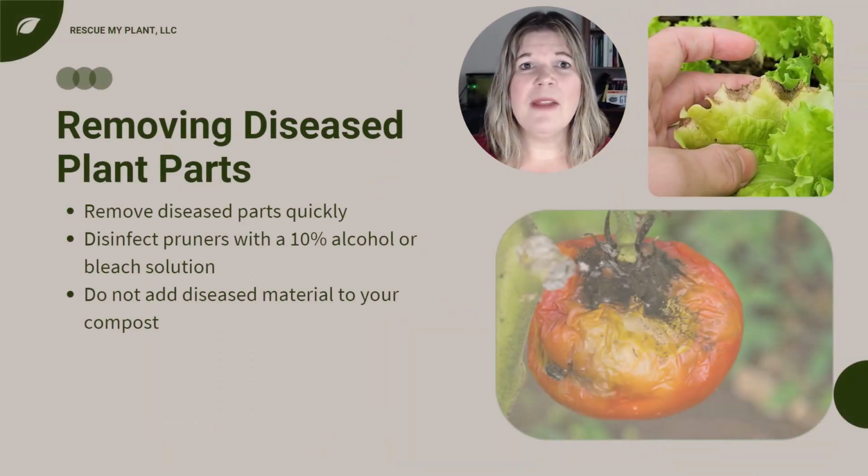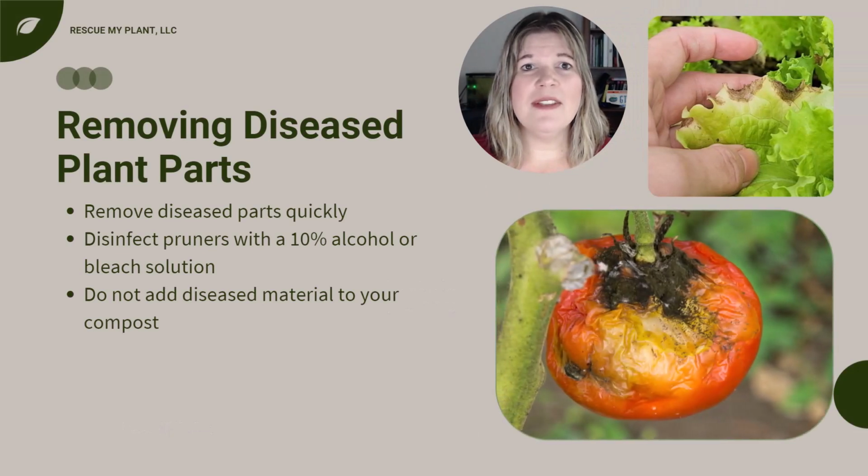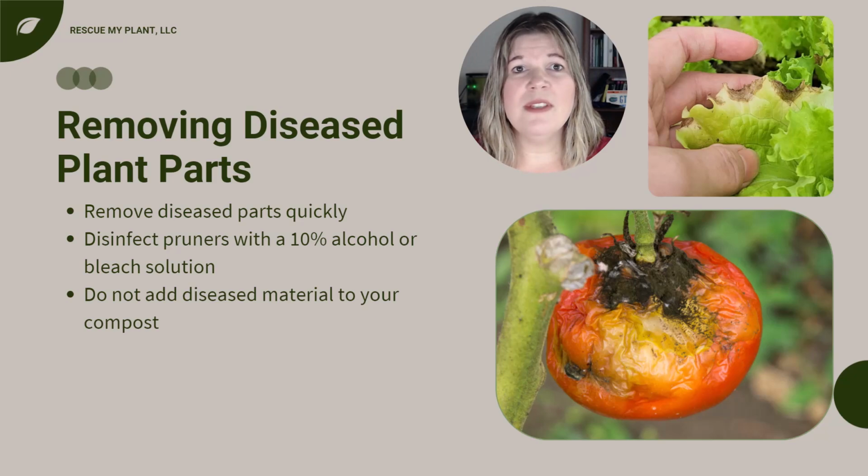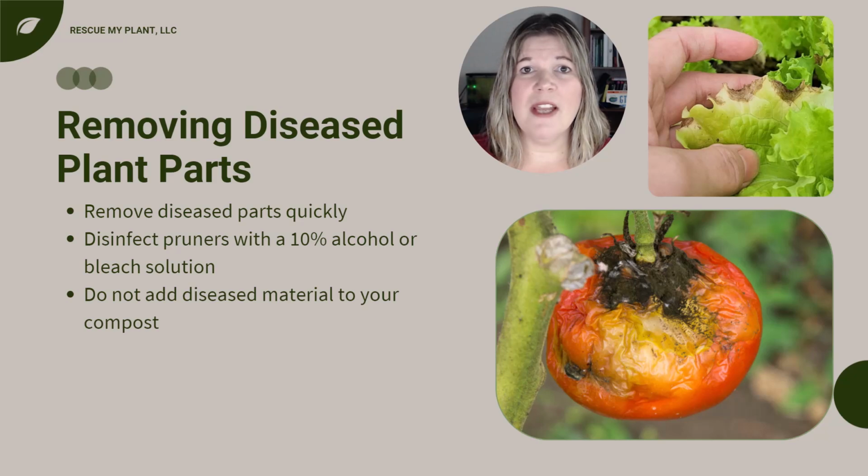When you see a plant with shriveled or spotted leaves, rotten fruit, or other signs of disease, you can pick away the diseased portions immediately and discard them. If you use garden shears to prune diseased leaves, then disinfect your shears by spraying them with a 10% alcohol or bleach solution. This is because diseases can easily be spread from plant to plant. Do not add this material to your compost pile. If the plant's problem is severe, remove the entire plant, including the roots, and discard it.